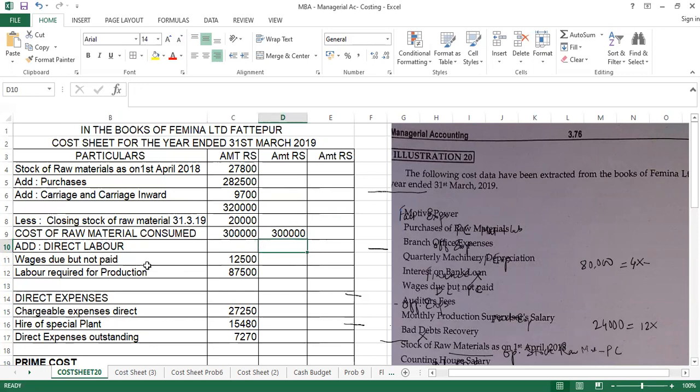Now we have direct labor, two items, 12,500 and 87,500, and that works out to 1 lakh rupees. So direct labor cost is 1 lakh rupees. Then we have direct expenses, all these three items.